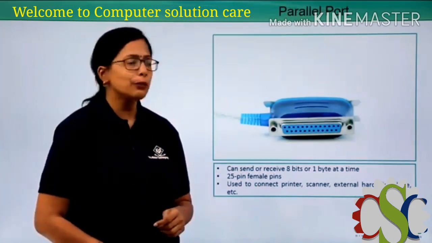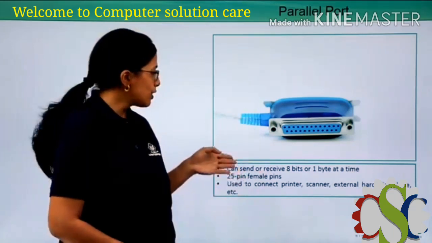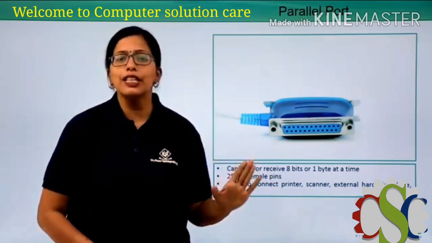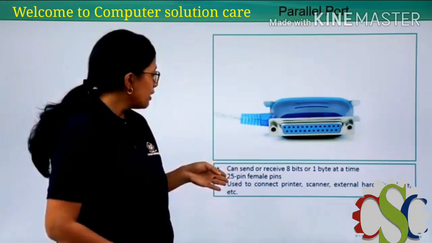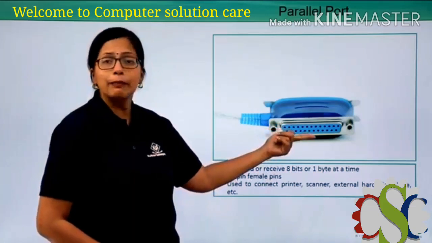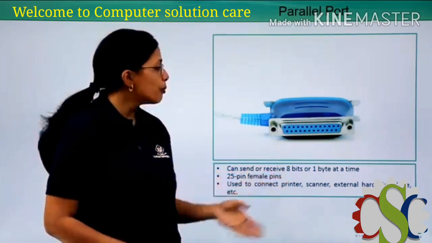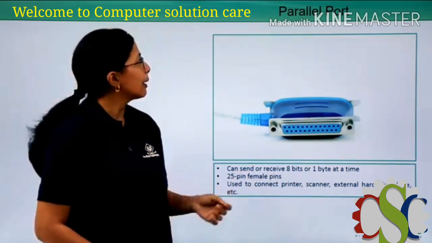Let's look at the parallel port. As the name suggests, the parallel port will send 8 bits of data at one time, unlike the serial port that was sending 1 bit at a time. It has 25-pin female pins, which you can see here. It is used to connect to printer, scanner, external hard disk drive, etc.